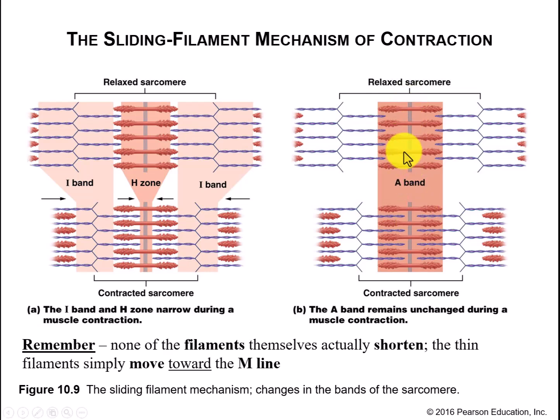And the length of our myofilaments is not changing. So these actin and myosin, their lengths are not changing. It is the percentage of overlap that is changing when the muscle contracts. And they are all being pulled towards that middle area of the M line.